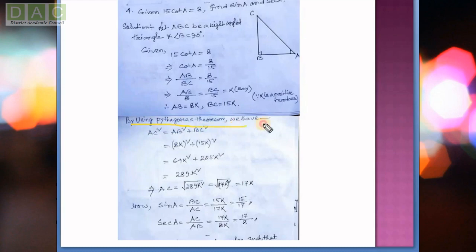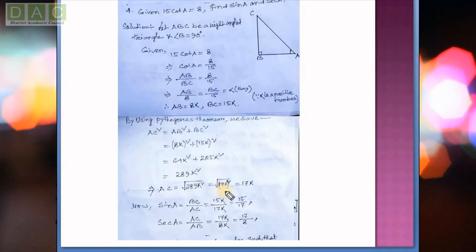By using the Pythagoras theorem, we have AC square equals AB square plus BC square. It is hypotenuse square equals base square plus altitude square. This formula is in every sum. So you put AB equals 8K, whole thing squared, and BC is 15K, so write 15K whole thing squared. Now it is 64K square and 225K square, because 15 squared is 225. Now add these two, we get 289K square.